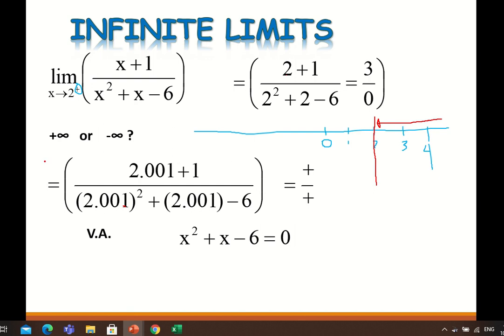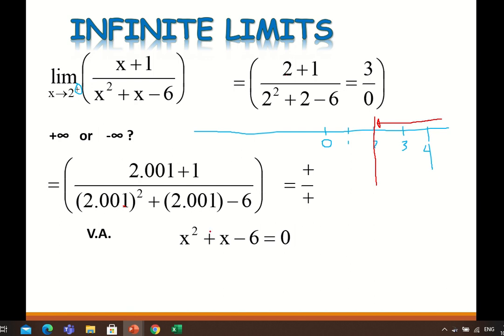From the denominator, we have a quadratic equation. By quadratic equation, you can solve for x here and set each factor to 0. So you can factor this one. What are the factors of x squared plus x minus 6? The factor of x squared is x and x. Factors of 6 are 3 and 2, or 1 and 6.